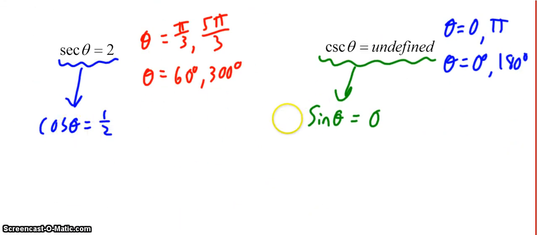Here I'm showing a little bit of explanation of what I was thinking. So if secant of theta is 2, then cosine of theta is 1/2. Because these are reciprocals, I'm looking at where the x-coordinate is 1/2. And here, if cosecant is undefined, then sine of theta is 0, because dividing by 0 gives me undefined.